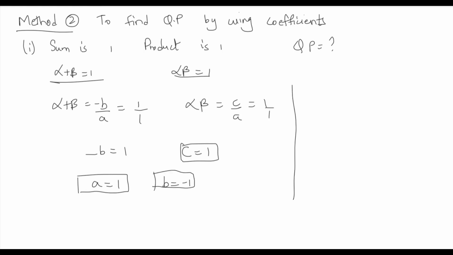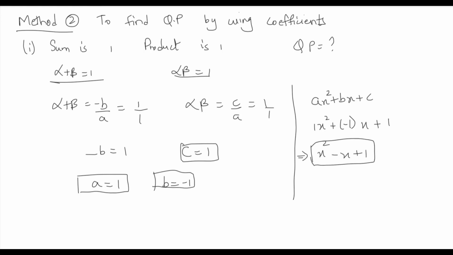Therefore we get a as 1, c as 1, but b will be -1. Now substituting these coefficients in the general form, ax square plus bx plus c, that is 1x square plus minus of 1 because b is -1, plus c is 1, that is x square minus x plus 1. This is our answer. So method 2, this is how we have to solve.